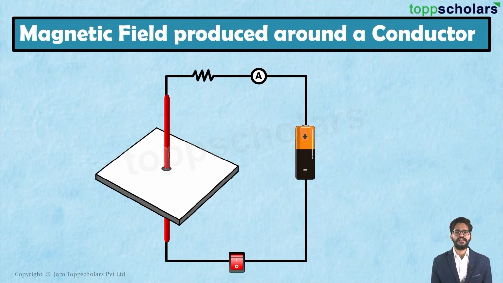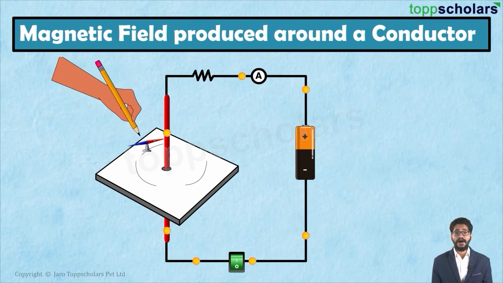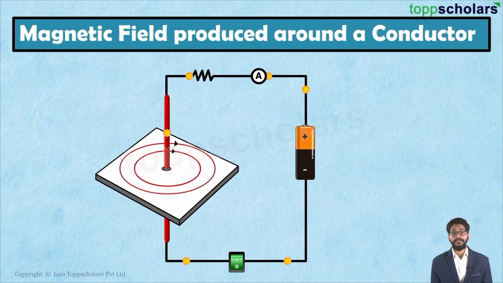Now switch on the circuit and place a magnetic needle on the cardboard at different places and mark the direction of the needle with a pencil. You will see that the pencil markings give the direction of the magnetic field around the current carrying wire.